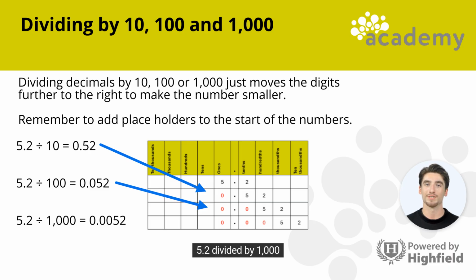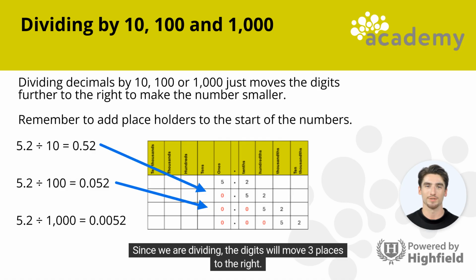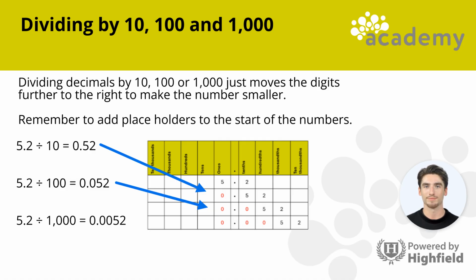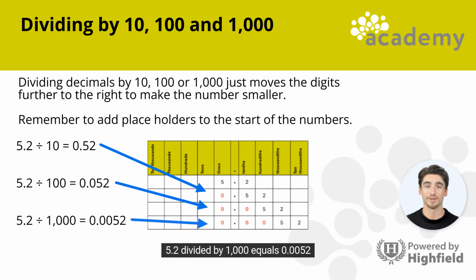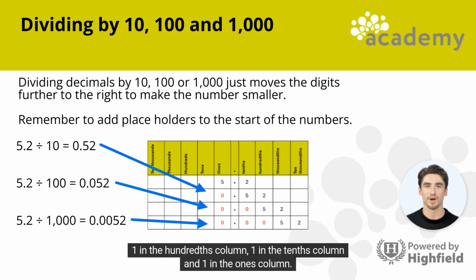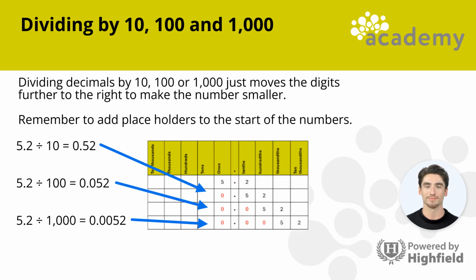5.2 divided by 1000. There are three placeholders in the number 1000. Since we are dividing, the digits will move three places to the right. 5.2 divided by 1000 equals 0.0052. We will need three placeholders at the start. One in the hundreds column, one in the tenths column, and one in the ones column.